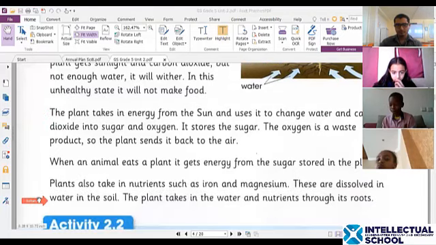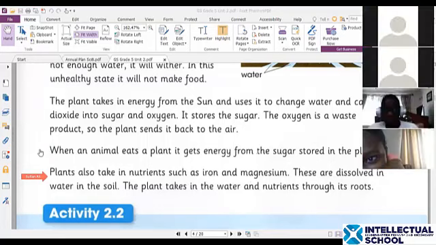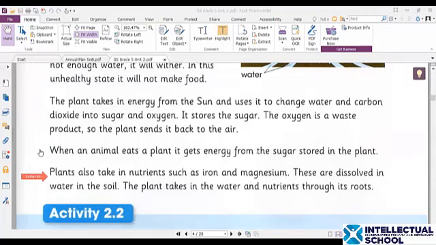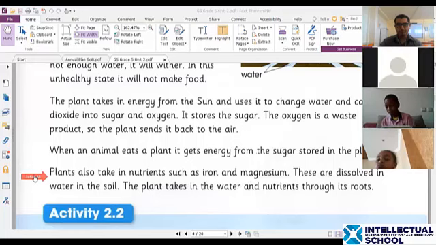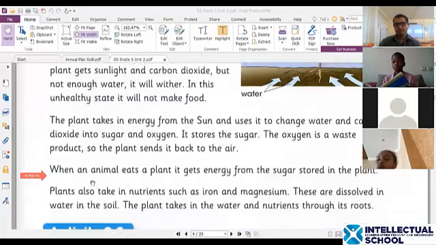When an animal eats a plant, it gets energy from the sugar stored in the plant. Plants also take in nutrients such as iron and magnesium. They are dissolved in water in the soil. The plant takes in the water and nutrients through its roots.